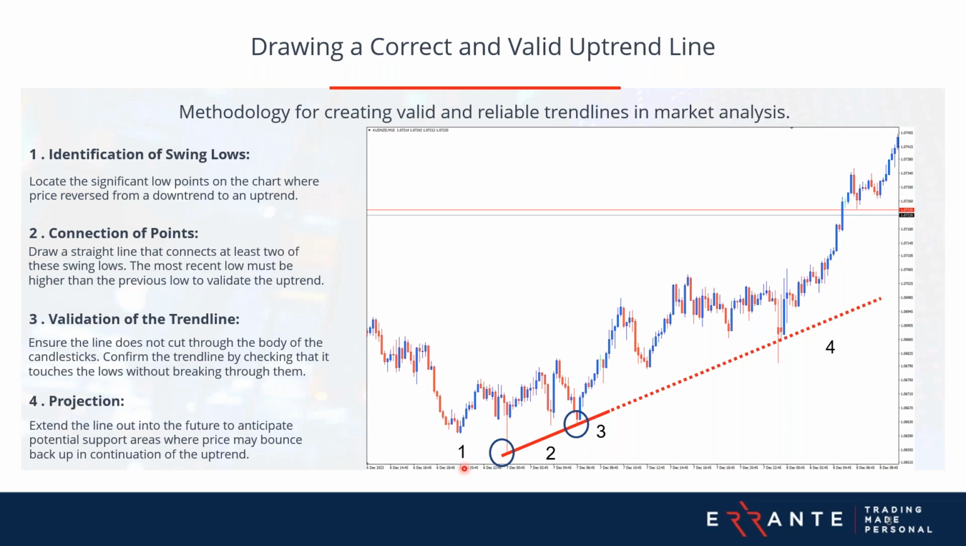And for sure, we can do this for the downtrend line, but in that case, we need to identify swing highs in the market and connect the points, and then we need to validate the trend line by watching if we can find more touches through this line, checking that it touches the highs without breaking through them, and then we can project it to the future. And for sure, you can do it by yourself.